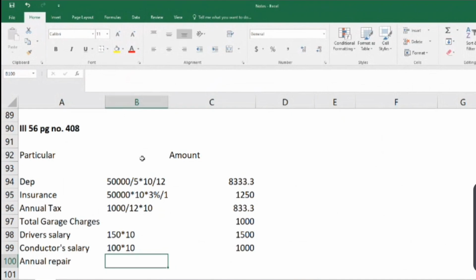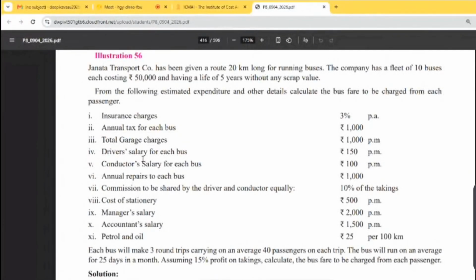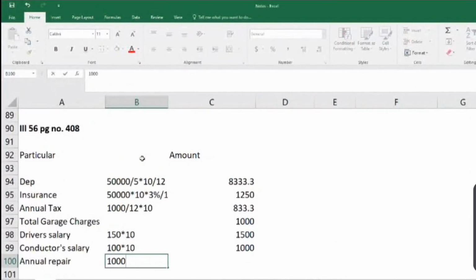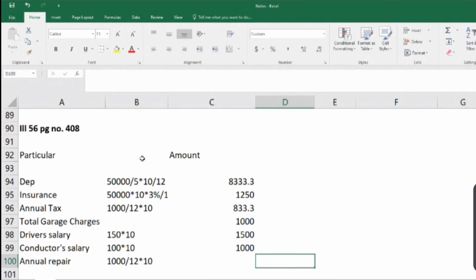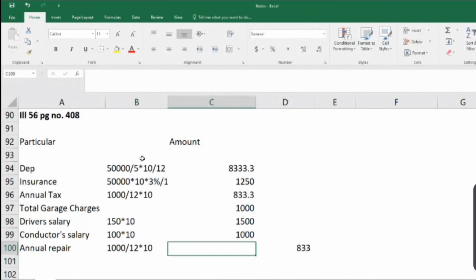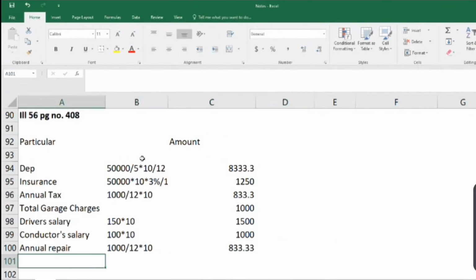Then annual repair. Annual repair is 1,000. So annual repair 1,000 divided by 12 as it is given per annum, into number of buses is 10. So you will get annual repair as 833.33. Sorry, 833.33. Here I will delete this.